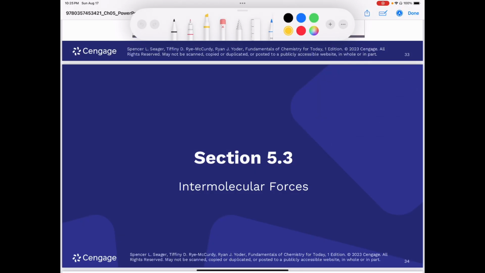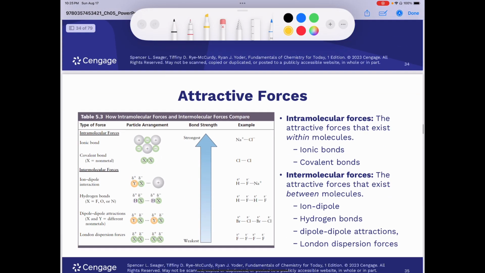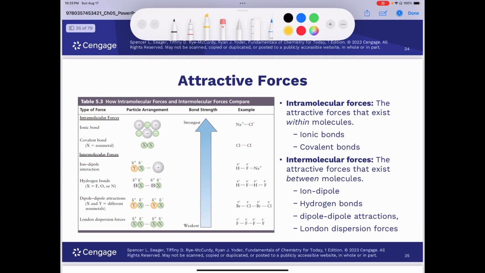All right, let's talk about intermolecular forces. And before we get into intermolecular forces, let's make sure we understand the difference between the two main types of attractive forces. First of all, intermolecular forces, which is what we're going to focus on mostly in this chapter, are the forces of attraction between molecules.